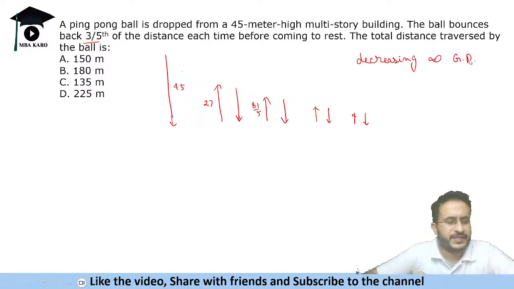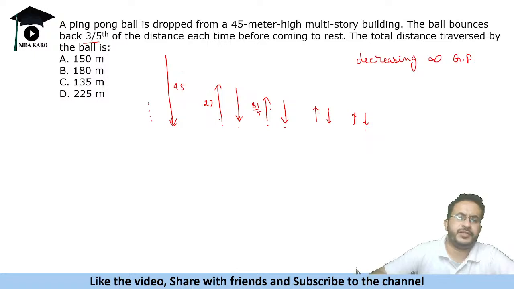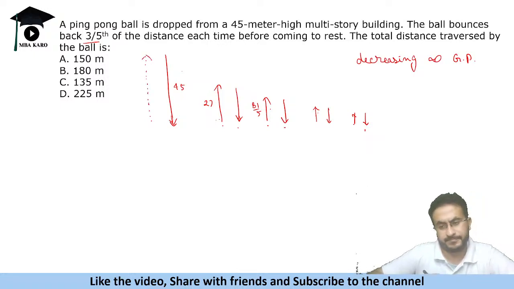But the catch here is this thing is happening two times, right? Going up, going down, going up, going down, up, down. Only in this case it is going just once down. In all other cases it is going up and then going down, up and down, up and down. So what we will do is give it a dummy value.